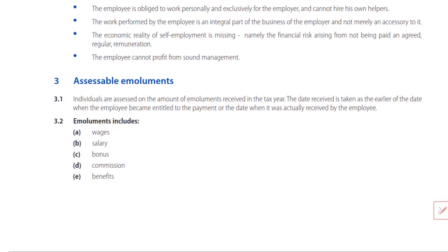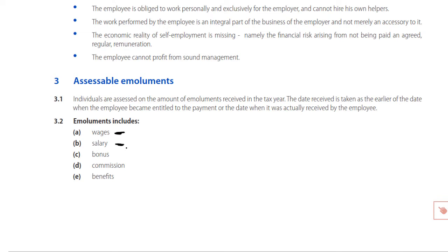What is then assessed? Well, for most people it's ever so simple. If you're paid on a weekly basis, what you are assessed on would be your wages; if you're paid on a monthly basis, your salary. So the amount that you are paid as a wage or a salary, whatever you receive in the tax year, would seem to indicate what you would be assessed on under the employment income rules. But there are other things as well.